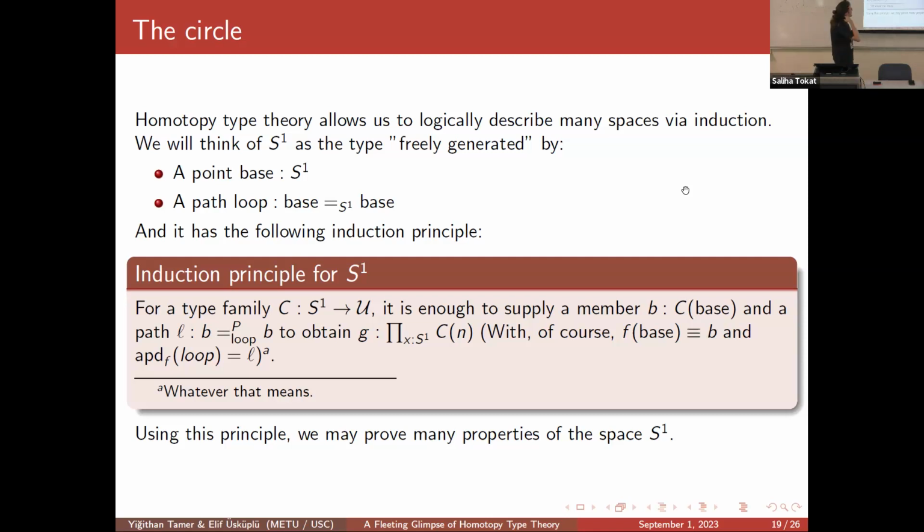We can inductively describe the S1, the circle, the same way we define other types. So S1 is a type. It's basically the type generated by these. The key thing in this principle is, again, it tells you how you can build functions out of S1. And using this principle, we can prove properties thereof.